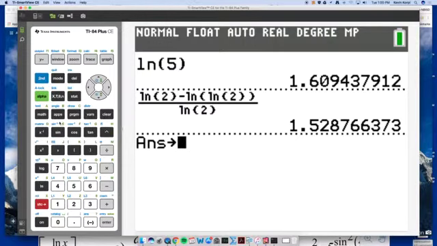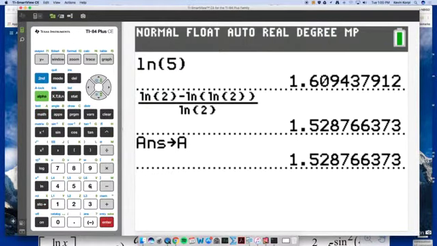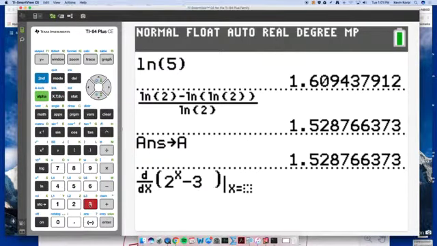I'm going to store that as alpha A. And remember, we could take derivatives numerically on our home screen. Math 8, I'm going to take the derivative with respect to x for my function 2 to the x power minus 3. That was my original equation, right? And I want to compute the slope of that at what I stored as A. So I can just hit alpha A.